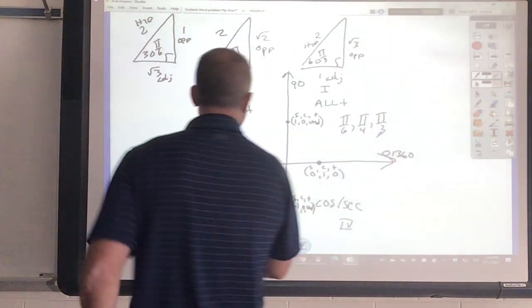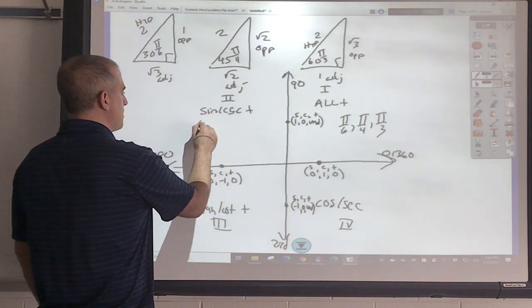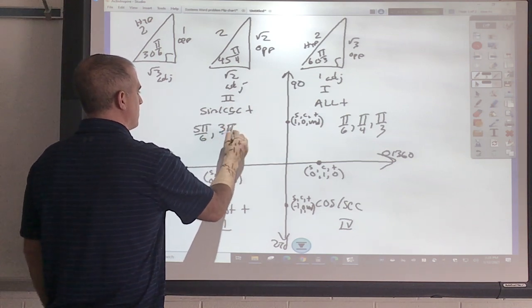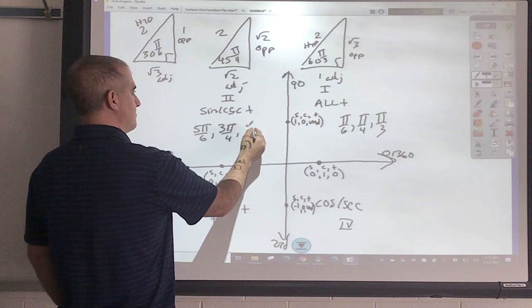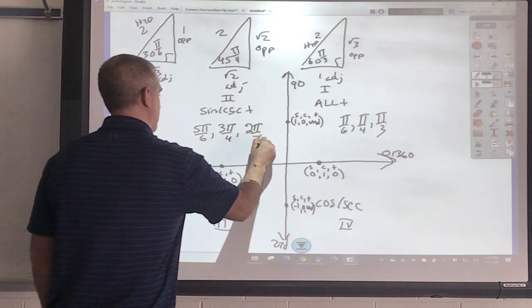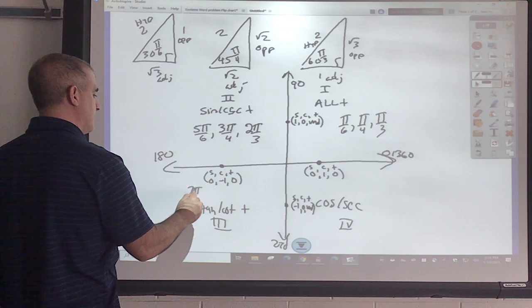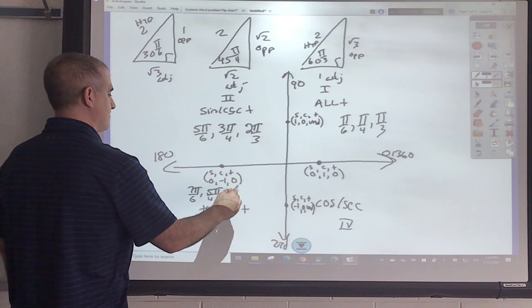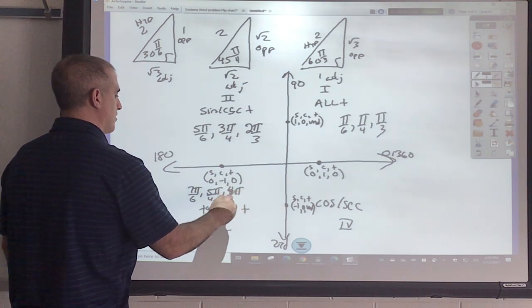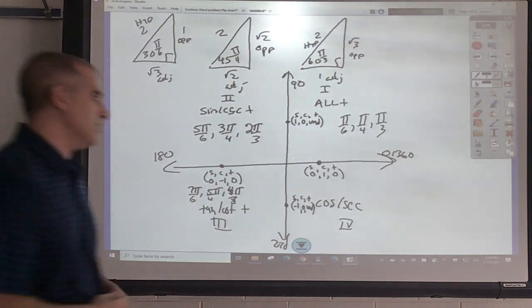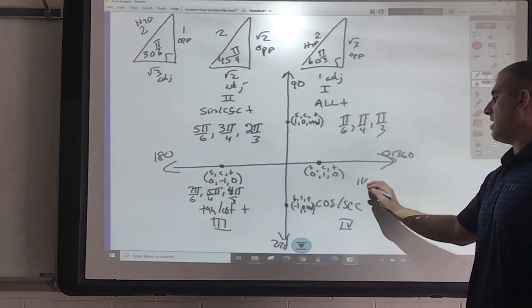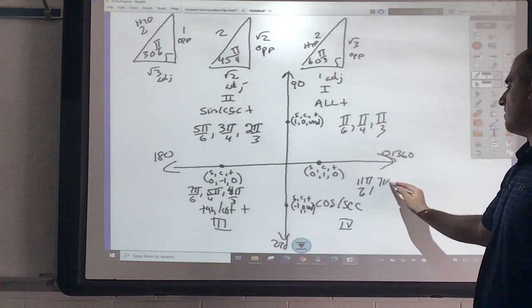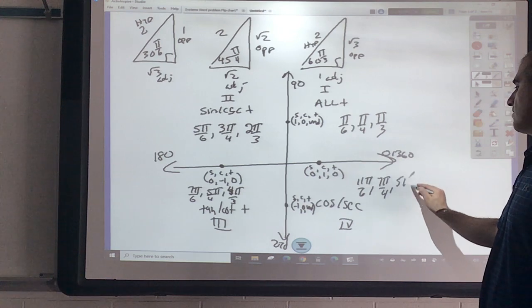But what you're going to find is that you have 5 pi over 6, 3 pi over 4, and 2 pi over 3. In this quadrant, you'll have 7 pi over 6, 5 pi over 4, and 4 pi over 3. In this quadrant, you're going to end up having 11 pi over 6, 7 pi over 4, and 5 pi over 3.